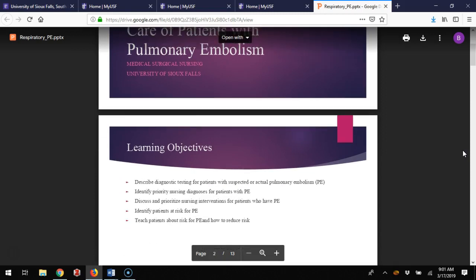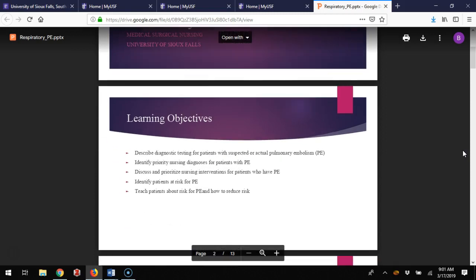Some of our main learning objectives are going to be: describe the diagnostic testing for patients with suspected or actual PE, identify priority nursing diagnoses for patients with PE, discuss and prioritize nursing interventions for patients who have a PE, identify patients at risk for a PE, and teach patients about risk for PE and how to reduce the risk.